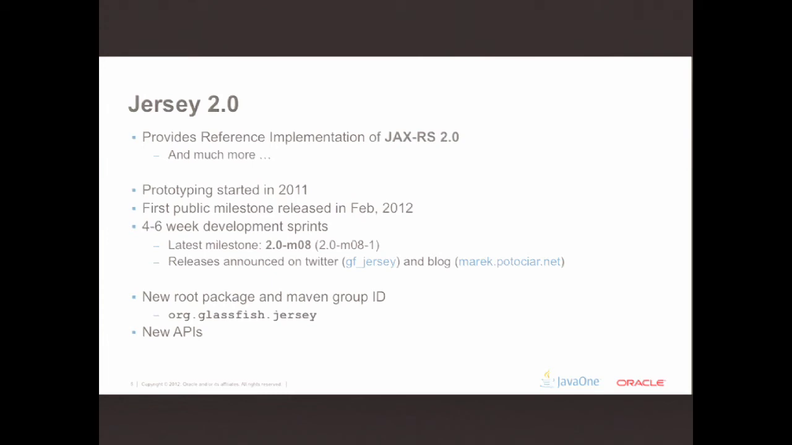We decided to make sure that we are also following the same package and Maven group ID pattern as the rest of the Glassfish-based projects. So we changed the Maven group ID as well as the root package ID, and we are creating basically new APIs based on the things that we learned in Jersey 1.0 and that didn't quite work well. We are trying to make sure that in Jersey 2 it works better.